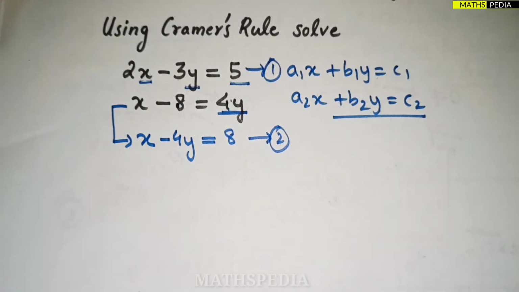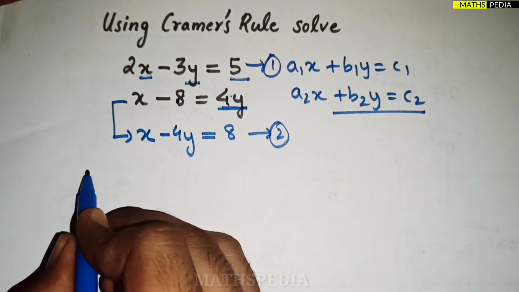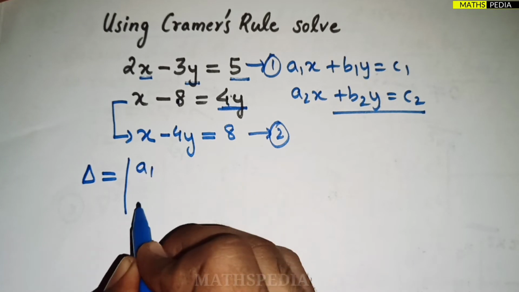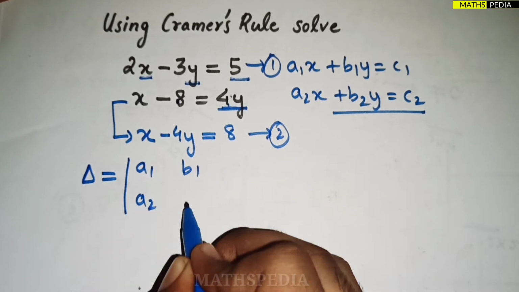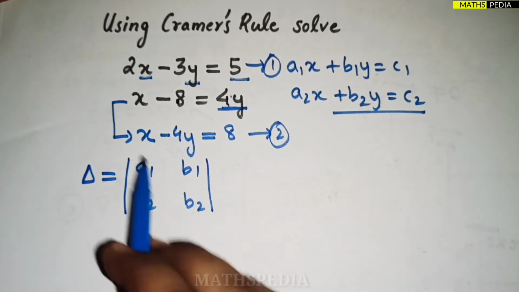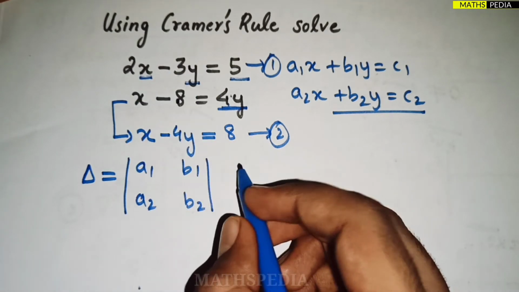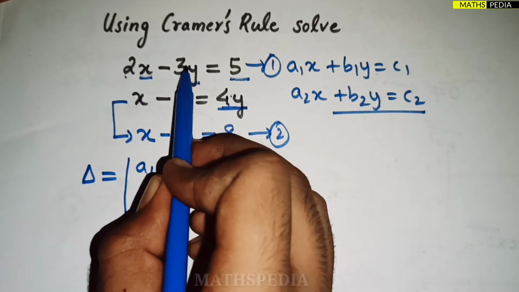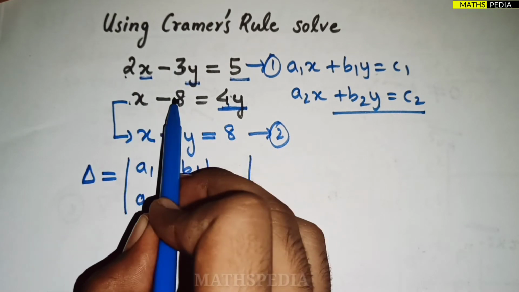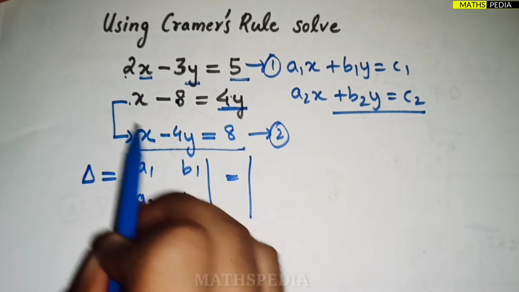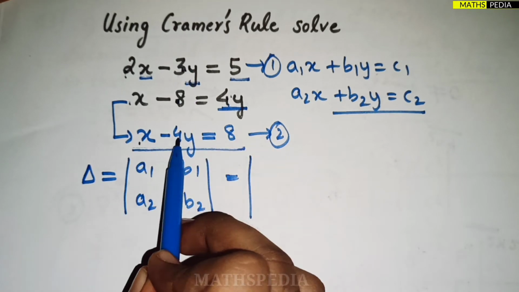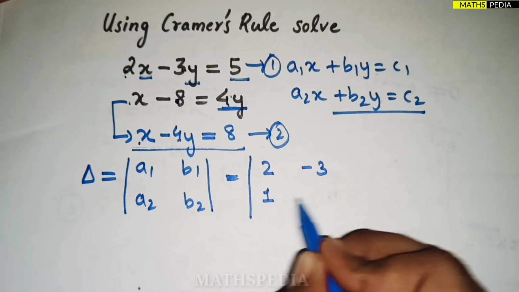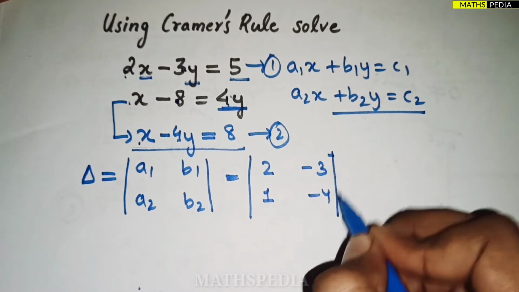Check for that. Okay, the next step is that you have to find the delta value. What is delta? Delta is nothing but a1 by a2, b1 by b2. It is nothing but the coefficients of the x and y variables for both the equations. Now here it is 2, minus 3, 1, minus 4. So 2 is there, minus 3, 1, minus 4, a determinant.